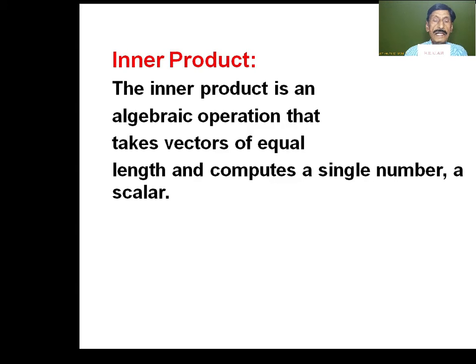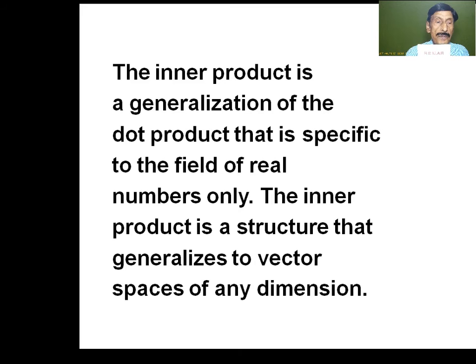Inner product. The inner product is an algebraic operation that takes vectors of equal length and computes a single number, a scalar. That is, the result is a scalar. The inner product is a generalization of the dot product that is specific to the field of real numbers. The inner product is a structure that generalizes to vector spaces of any dimension. A common example of inner product is force into displacement is equal to work, which is a scalar quantity.